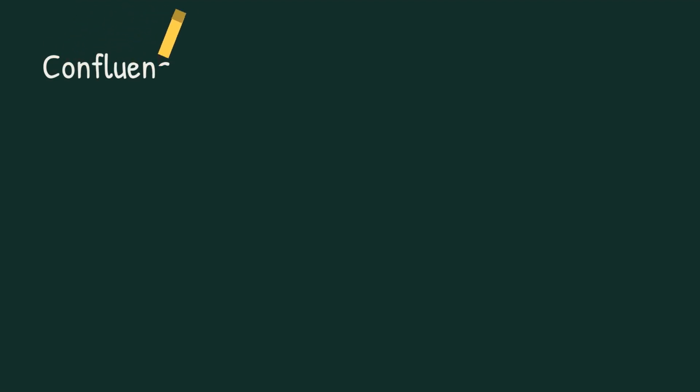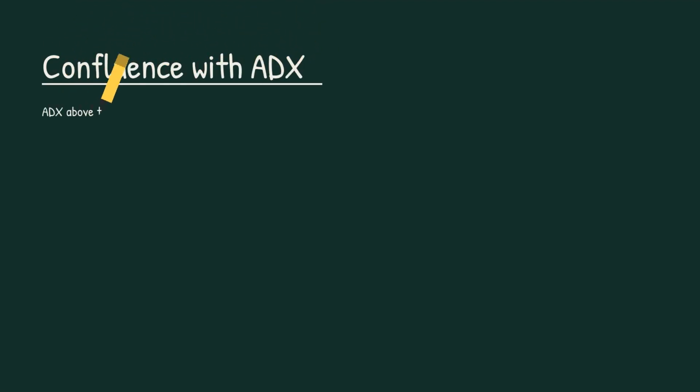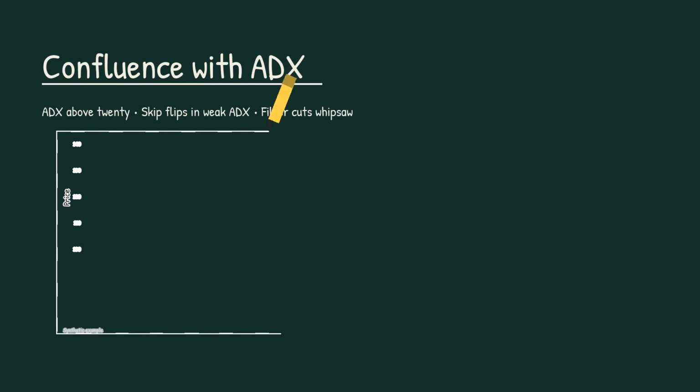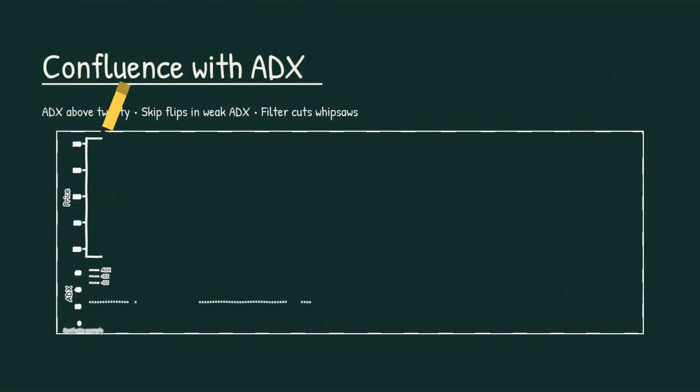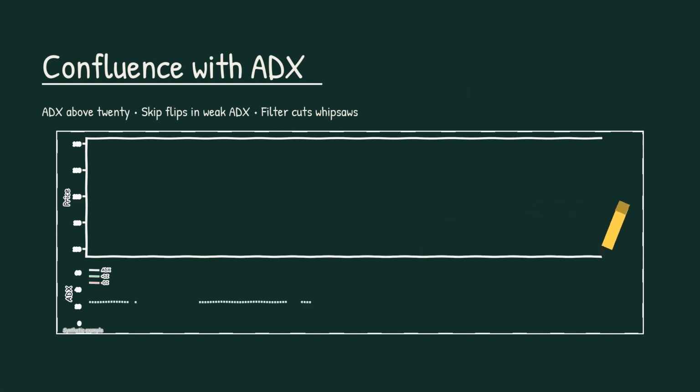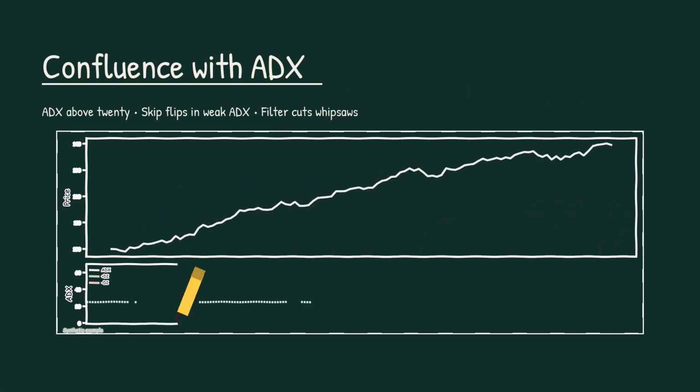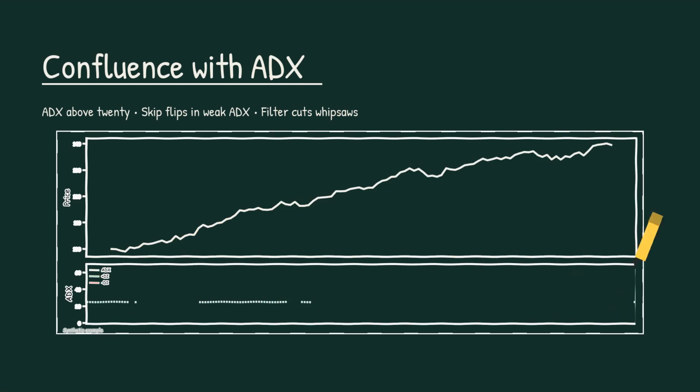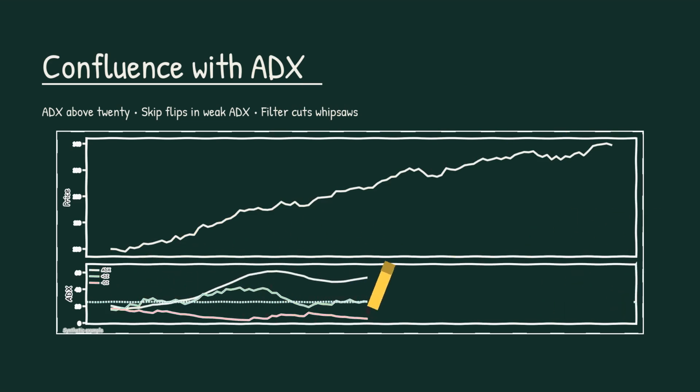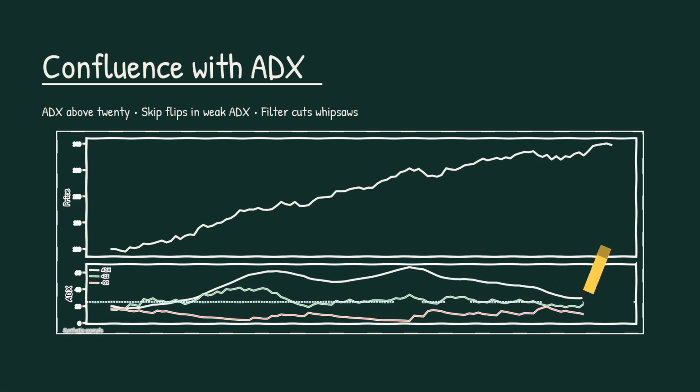The cleanest fix is pairing Supertrend with ADX, the average directional index. Only take Supertrend flips when ADX is above 20 or 25, confirming a real trend has directional strength. When ADX is below 20, the market is meandering, and you ignore flips entirely. This single filter dramatically reduces whipsaw losses.